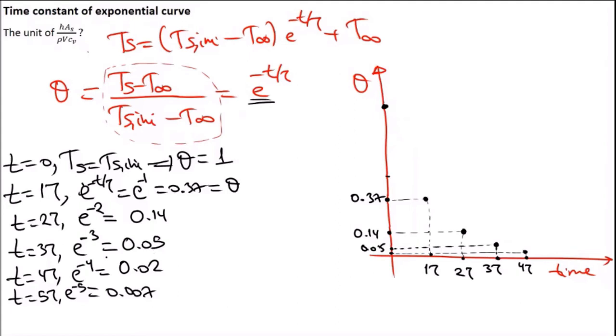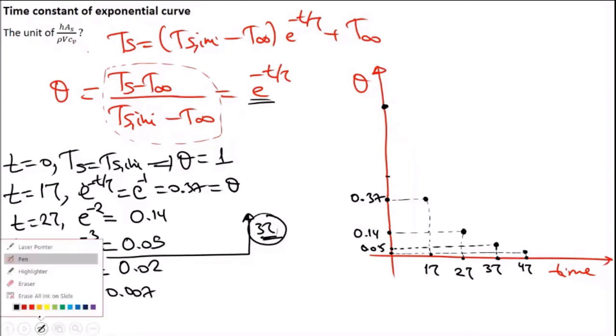Most of the time we are stopping here, and we say that 3 tau is enough. This 3 tau means that the system has reached its steady state value. By steady state value, we mean that it doesn't change anymore. It changes, but very little, therefore most of the time we stop at 3 tau. So after 3 tau, the difference between Ts and T infinity over the initial difference is very small.